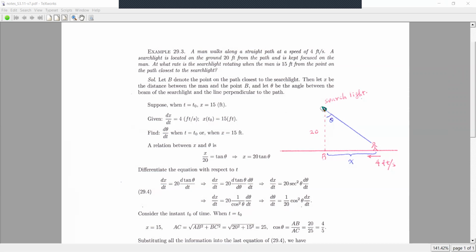Because the searchlight is rotating, theta and x both are changing. They depend on the time t. They are functions of the time t.